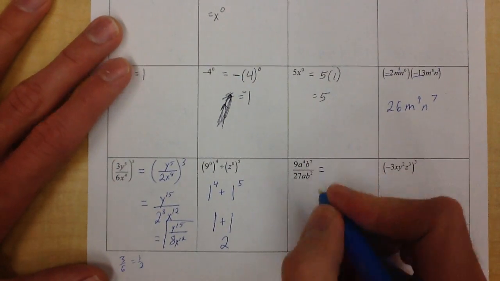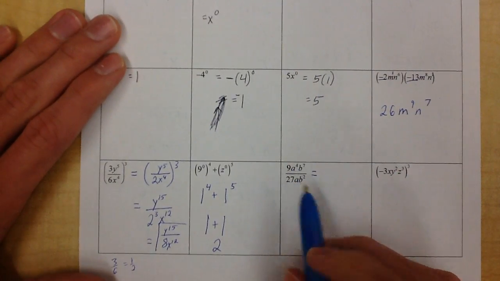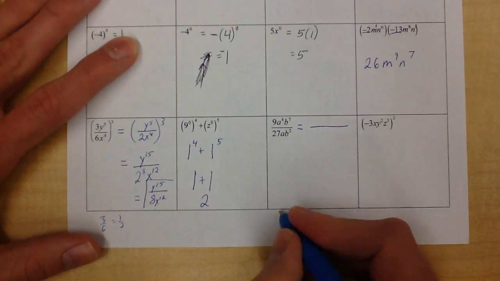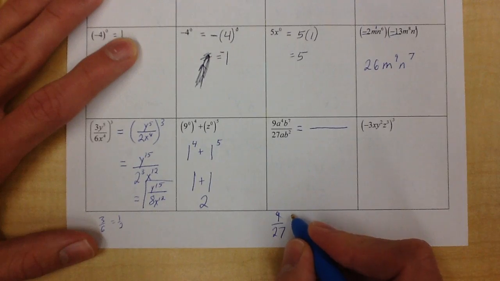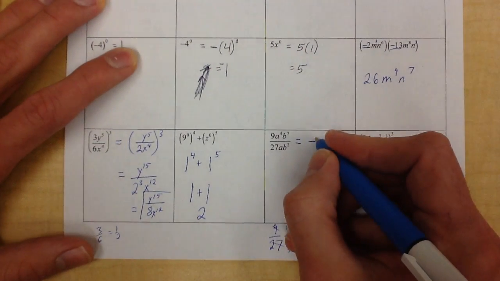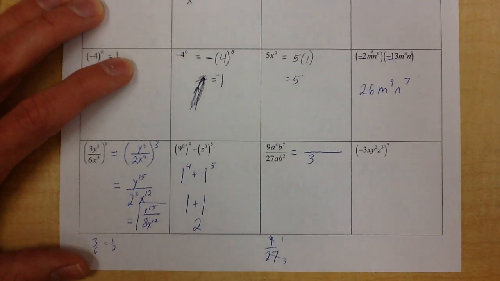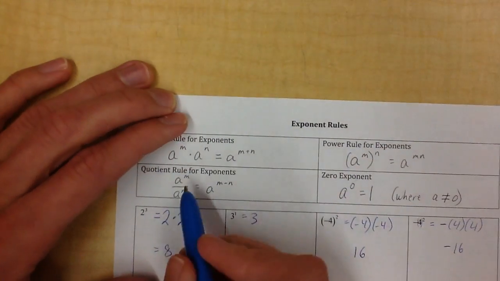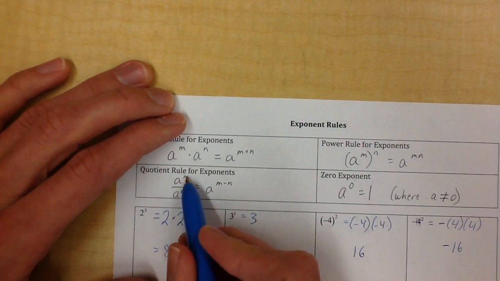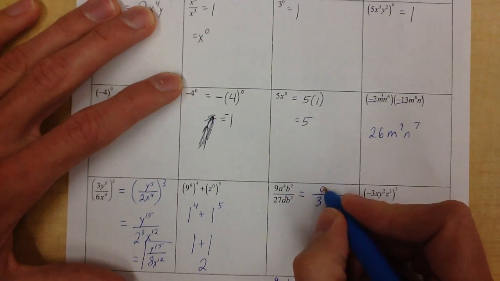Next problem. Okay, before I even start, I like to look at the coefficients and reduce them if I can. If I had 9 out of 27, I would divide, 9 goes into that 1 time, 9 goes into that 3 times. It's 1/3. You can put the 1, I'm not going to. Here's what I'm really about to do. I'm about to use the quotient rule. And we're going to subtract m minus n in this situation, or 4 minus 1, 3.